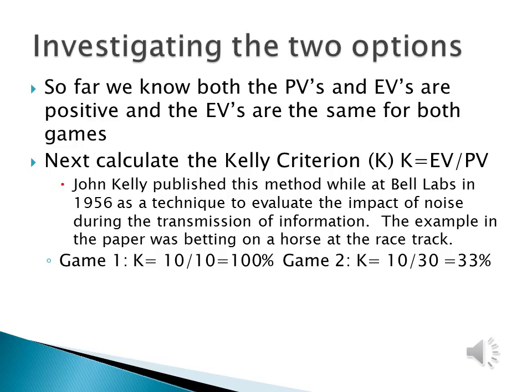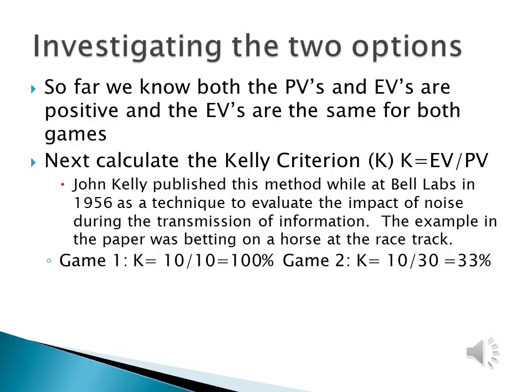Now, in the process, he came across this algorithm that he's proposing, and he used as an example in the paper going to a racetrack and betting on a horse. And so afterwards, this paper became famous amongst gamblers for trying to decide how much to bet on a particular horse at a game. It's also very useful for trying to figure out how much of a particular project we should consider when making an investment. So far we know both the present values and the EVs are positive, and the EVs are, as it turns out, both identical for the two games.